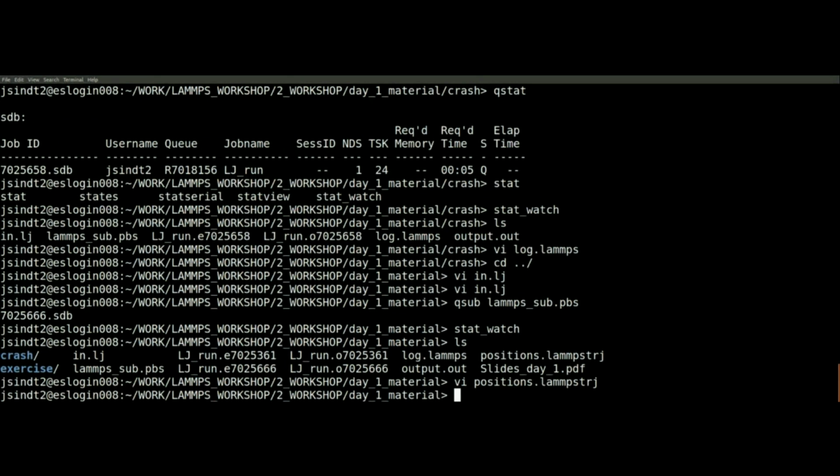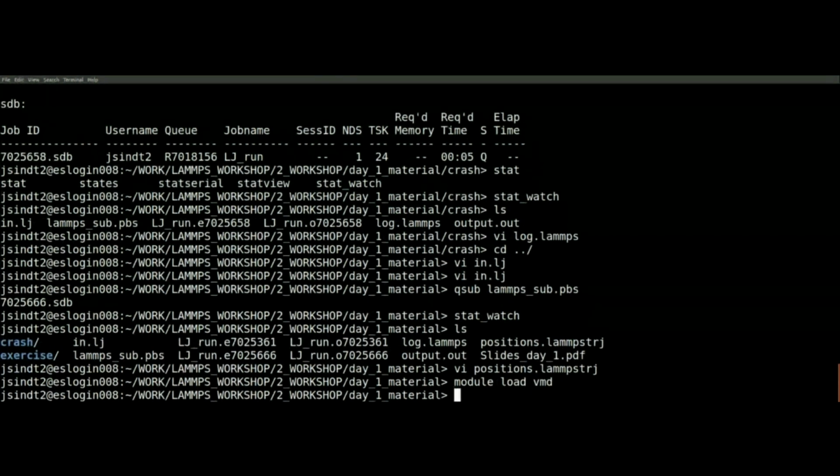One of the really cool things that we can do, though, is with this, we can visualize the results. And one of the programs that I often use to visualize is a program called Visual Molecular Dynamics, or VMD. And this is installed on Archer as a module, which means that you can load VMD, and then you can run VMD. VMD is a general purpose visualization program, and it's happy to take inputs from a plethora of different programs.